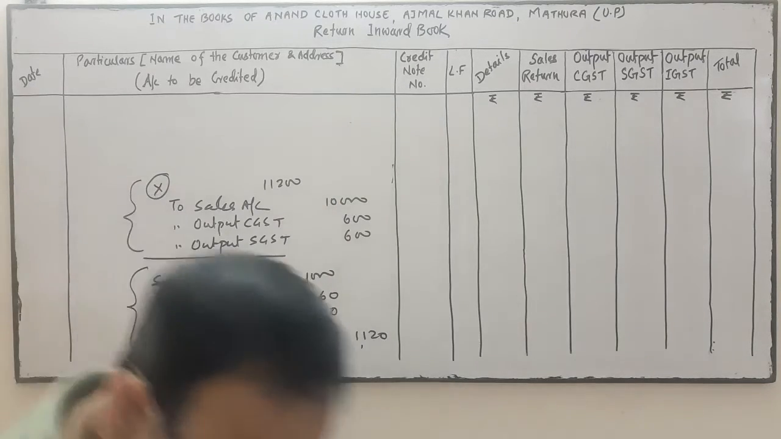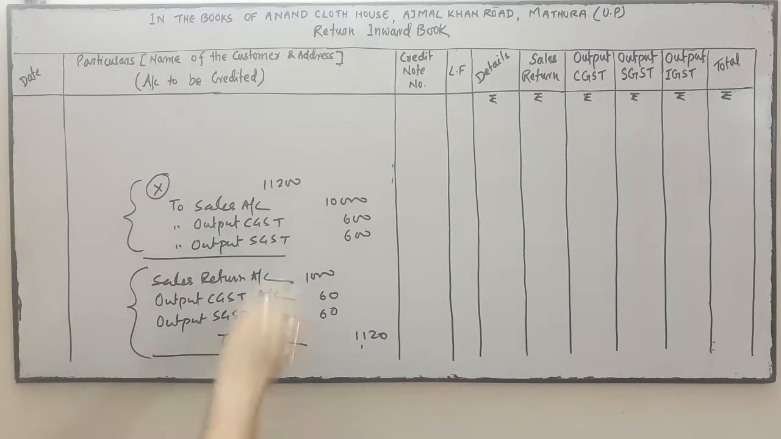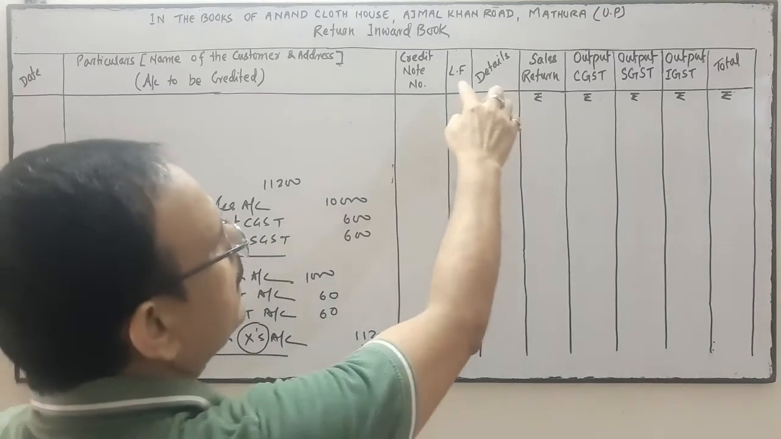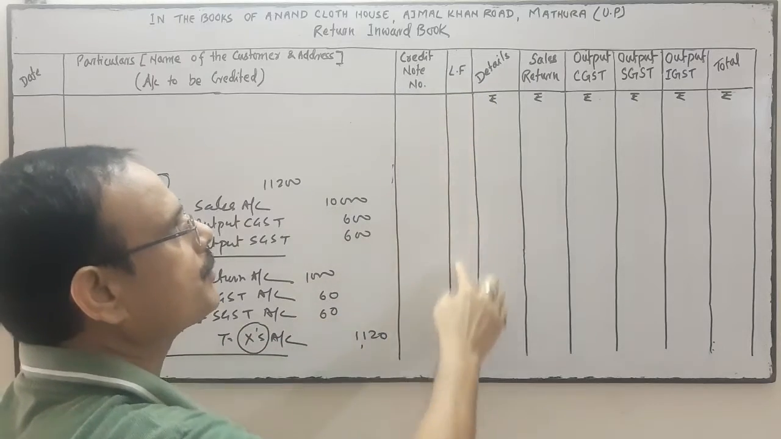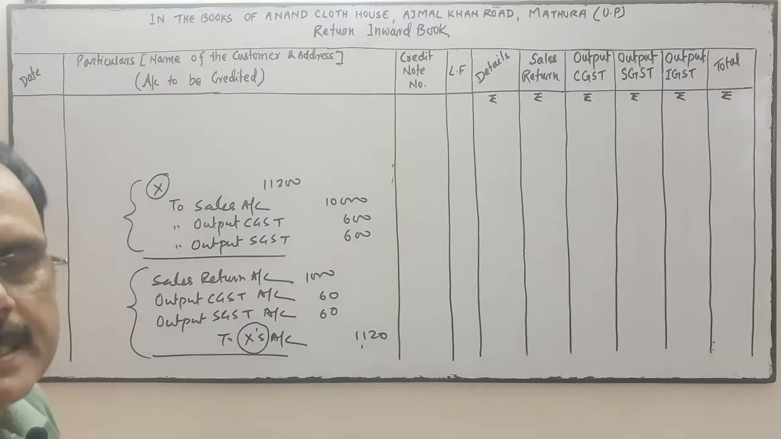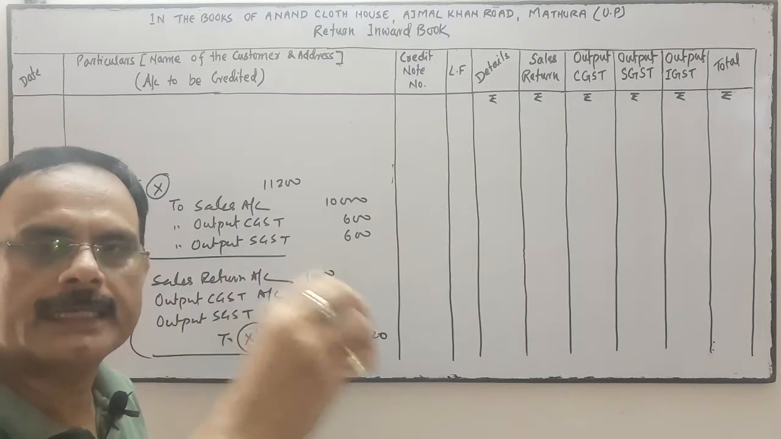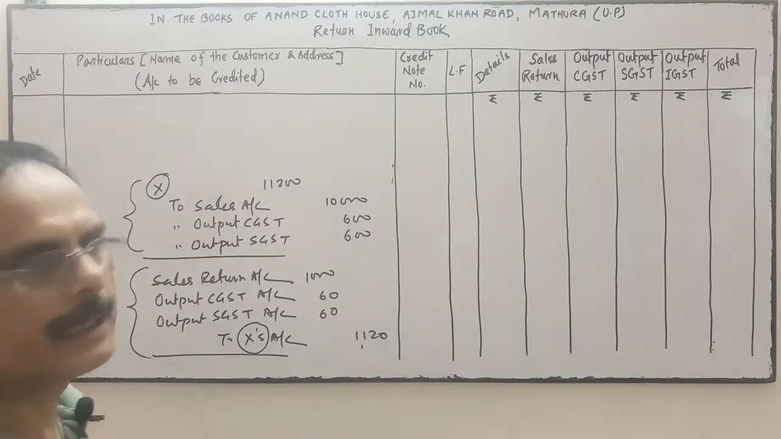Next is for credit note. This is for credit note. Okay, we'll discuss the credit note after discussion of this one. Detail, ledger folio: you know, all the ledger folio numbers we will write over here. In detail we do the calculations, addition and subtraction. We do the addition, deduction of trade discount, and then again addition of CGST, SGST or IGST.